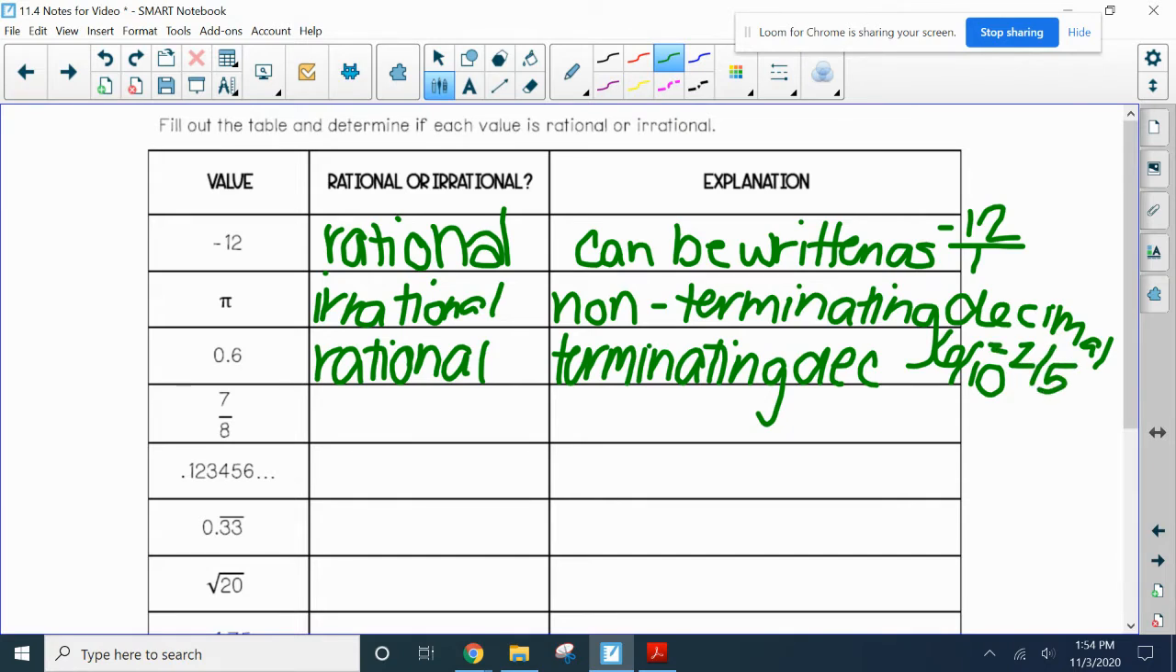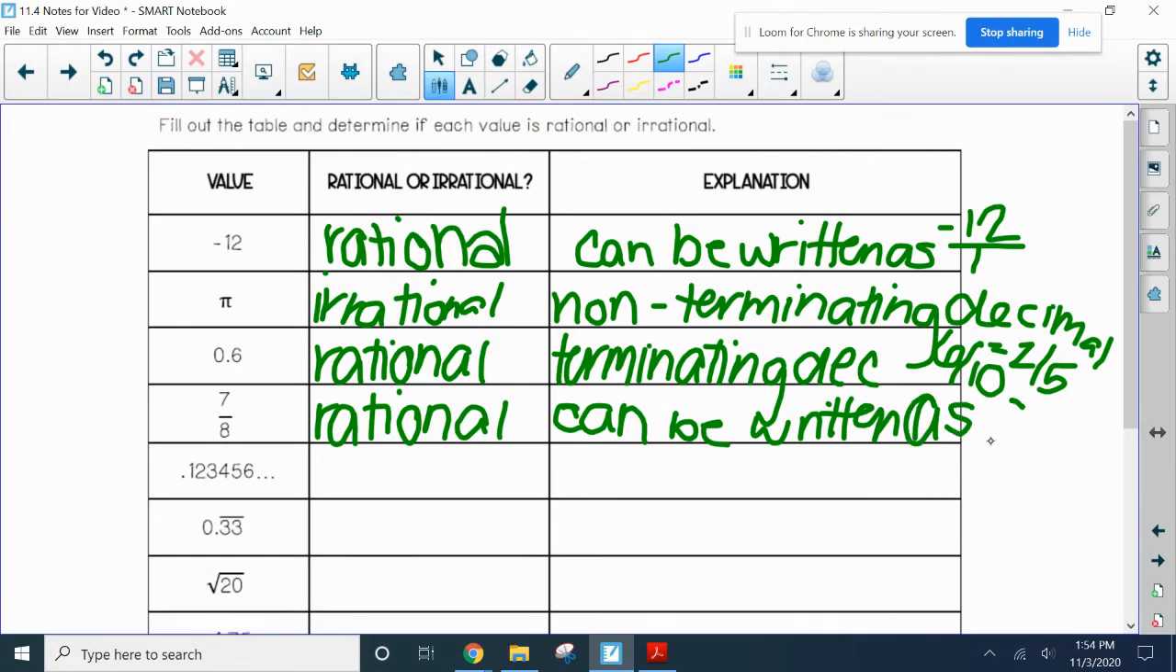How about 7/8? Is that rational or irrational? Why? All right, so if you said that it was rational, you are correct. And why did you say it was rational? Awesome. So if you put that it can be written as a fraction, because we already said that before, you are correct. It can be written as a fraction because it's already in fraction form. So if we see a fraction, we know it's rational.